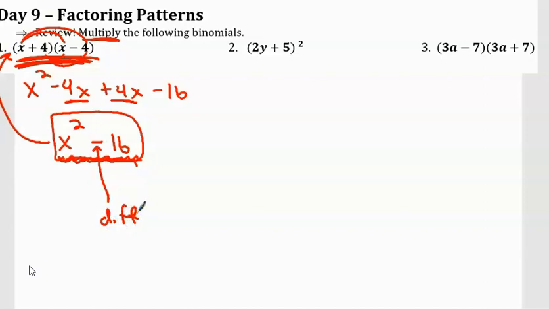Again, we're looking at patterns and seeing if this can help us do things a little bit faster. You can consider day 9 like a shortcut day. Ta-da! Okay, and 16 is a perfect square. Why? 4 times 4 is 16.